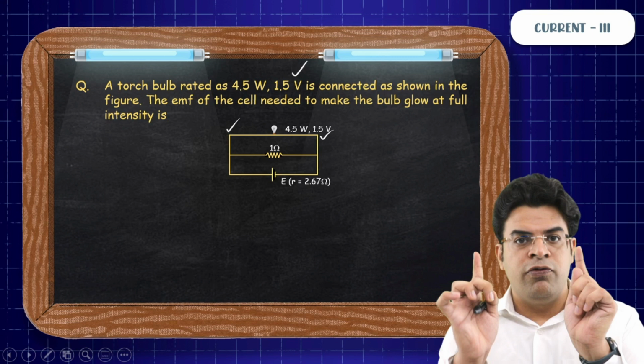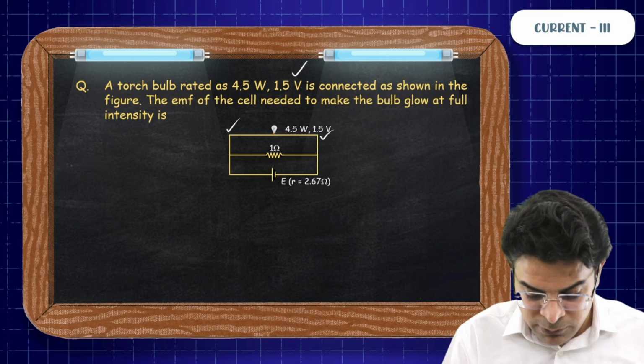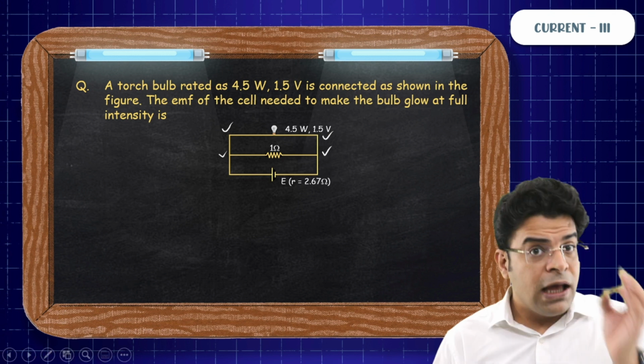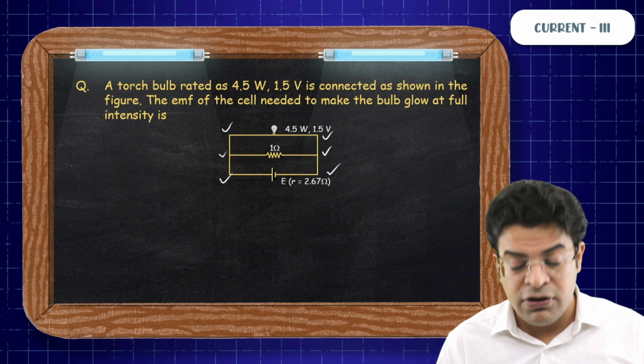And we can see that this bulb, a resistance of 1 ohm and the battery are connected in parallel. So when the potential drop across the bulb will be 1.5 volt, even the potential drop across this resistor will be 1.5 volt, and the potential drop across the cell will also be 1.5 volt.